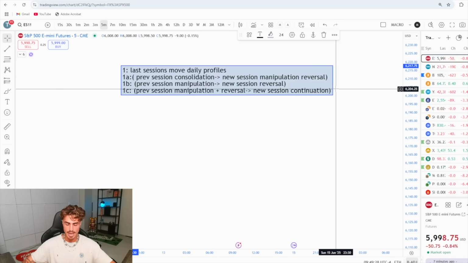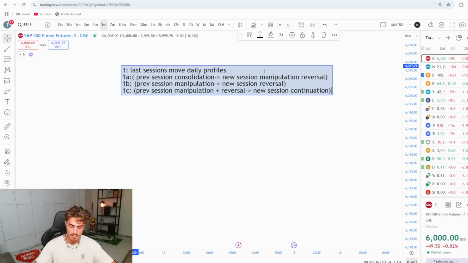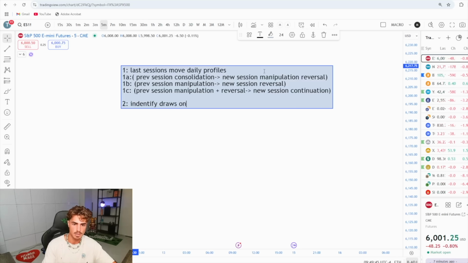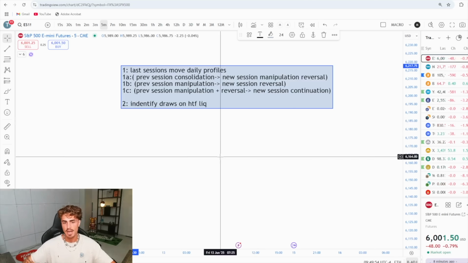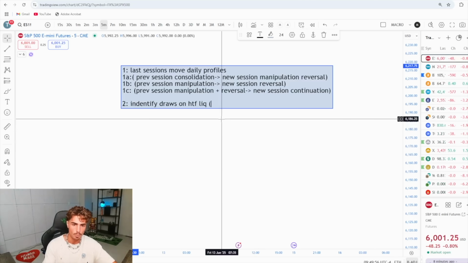So what else do we have to be good at? We have to be good at identifying draws on liquidity. So on top of identifying the previous session's daily profiles, we have to identify draws on liquidity. On the high time frame, we need to identify high time frame draws on liquidity. What is that? That's 1 hour highs and lows, 4 hour highs and lows, and session highs and lows.